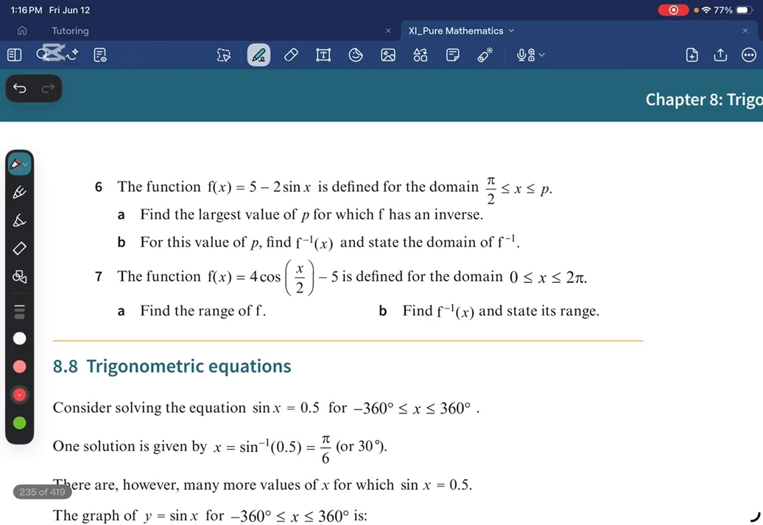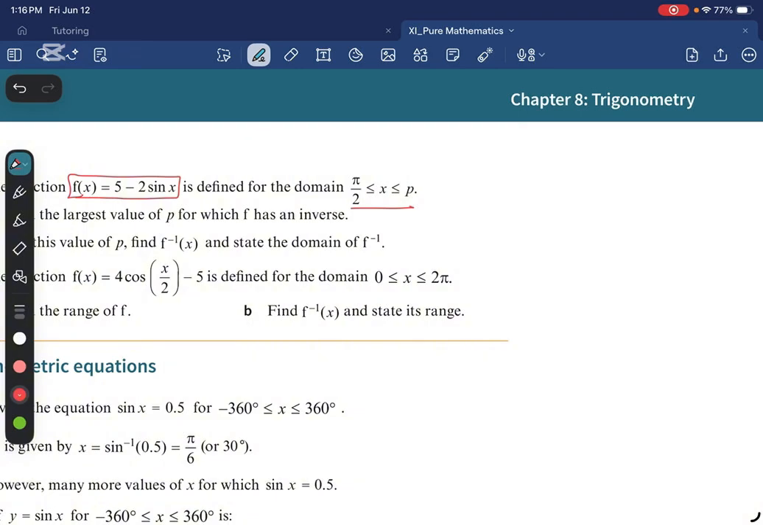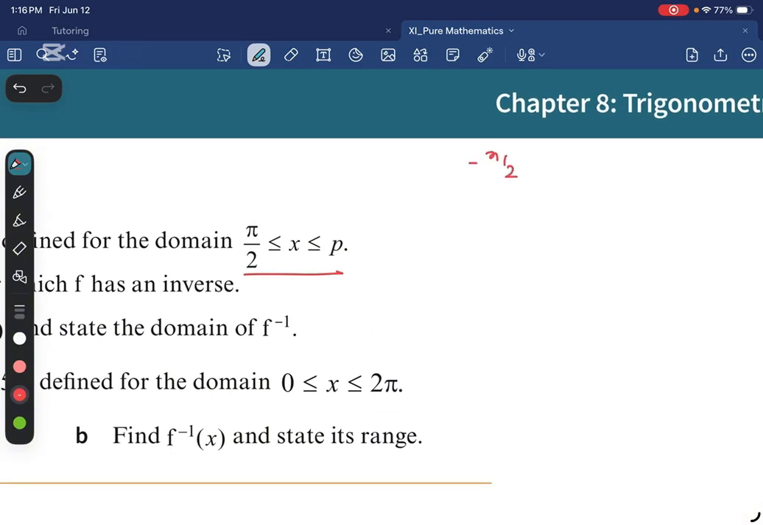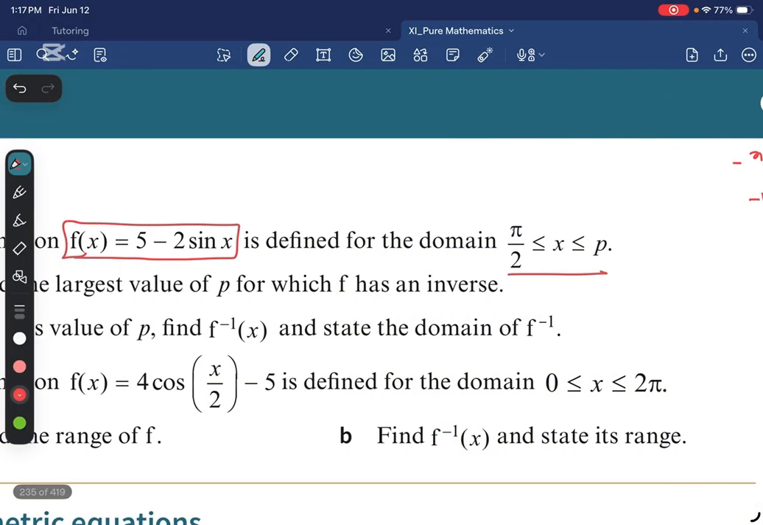All right, so question 6. You have this function, and it's defined for this domain. If you recall, when we restricted from negative pi by 2, this was our original restriction. This gave us the minimum value. Pi by 2 gave us the maximum value. So now, let's think about this. If I plug in pi by 2 here, f of pi by 2 is going to be 5 minus 2 sine pi by 2. That gives me 5 minus 2, because sine pi by 2 is 1. So that gives me 3.